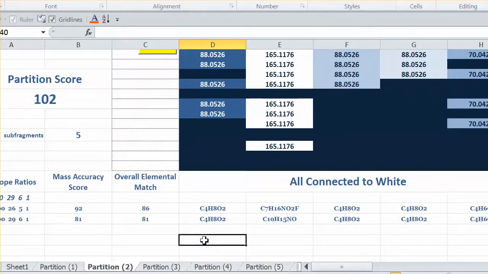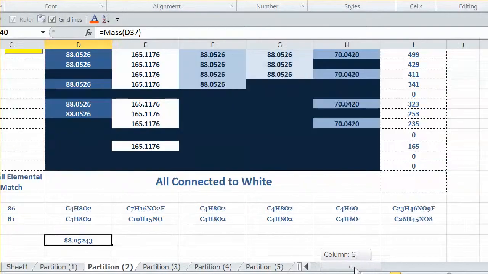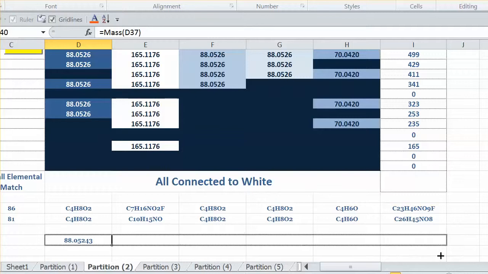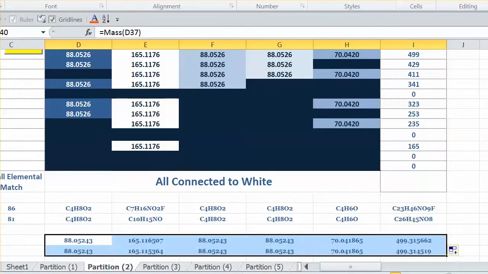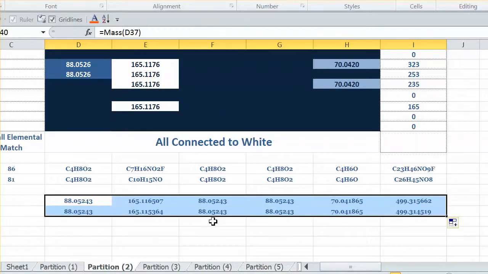The first function I'm going to try here is mass. So I'm going to type equal mass D37, and that will bring up the mass of the formula here, C4H8O2. And because it's Excel, we can pull across and fill down also. So all of these subfragments, except subfragment 2, have exactly the same formula.